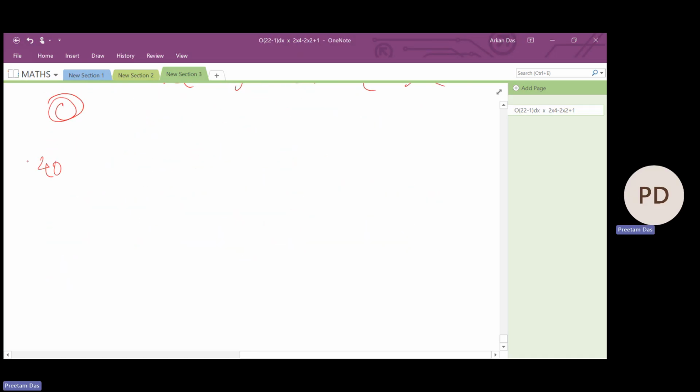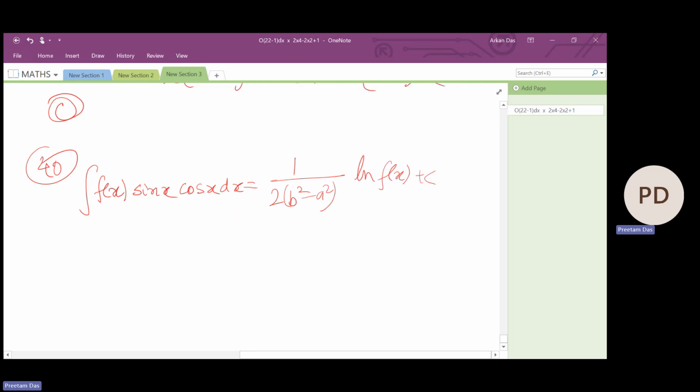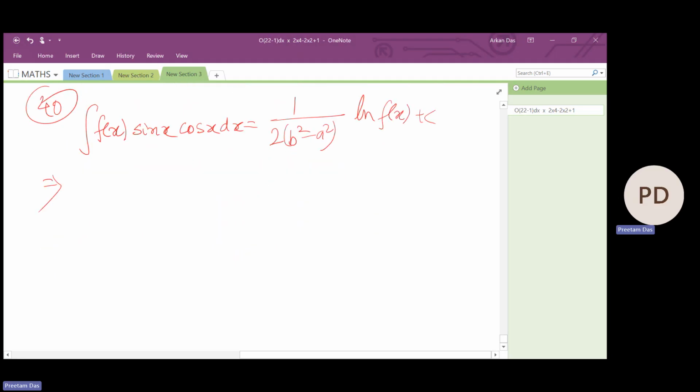Let's do the last one. Integration f(x) sin x cos x dx is equal to 1 by twice b square minus a square ln f(x) plus c. We don't know f(x), so there is no way we can calculate the integration of the left hand side. So the only way that remains to solve this question is to differentiate both sides. Differentiation and integration cancel each other on the left hand side. It becomes this, and this will become b square minus a square by f(x) f dash x.